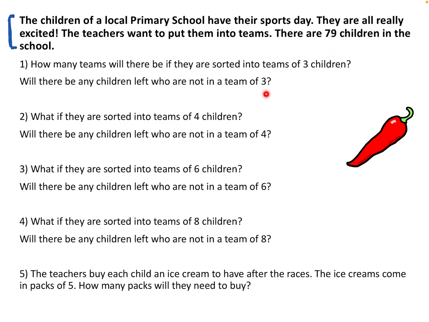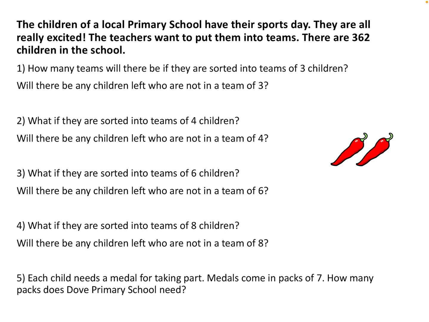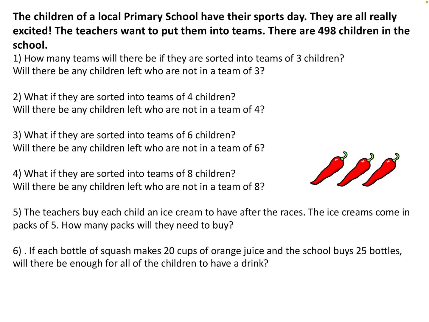So what we're doing here, we're doing 79 divided by 3, 79 divided by 4, 79 divided by 6, 79 divided by 8. And then you need to read this last one and have a think about it. For our 2 chilli, the same sorts of thing. All of these questions relate to a new total up here, 362. So it's 362 divided by 3, 362 divided by 4, and then read the questions.